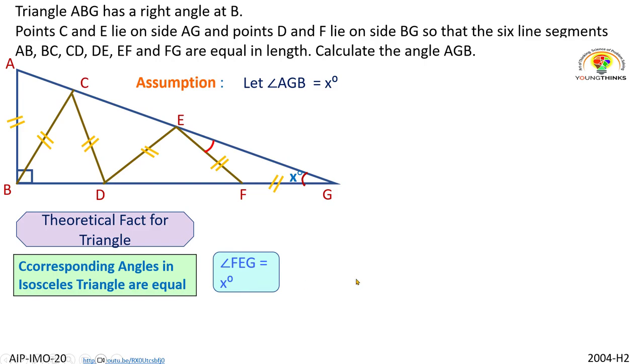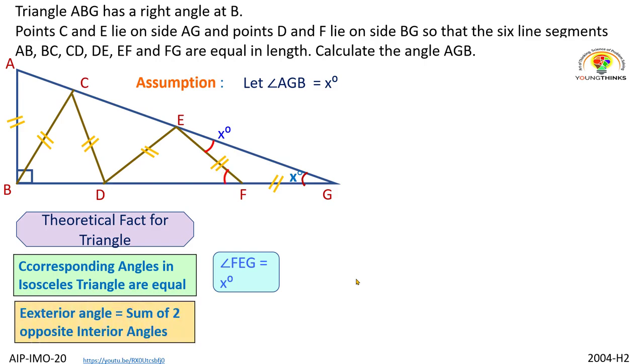Now, you also know that in a triangle, the exterior angle is equal to the sum of the opposite interior angles. So this angle is the sum of x and x. So this angle EFD is going to be equal to 2x by using this one. Yeah, this is a 2x here.